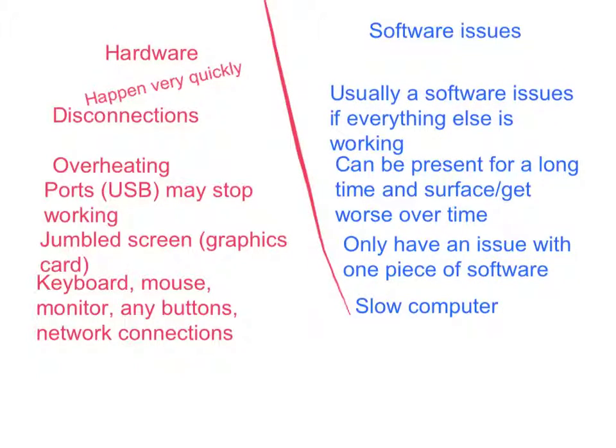A slow computer is a very good sign of a software issue. A piece of software that requires more than a normal amount of RAM is obviously having issues, unless your computer is a very old computer. This is normally a software problem. So, that's telling the difference between a hardware and a software issue.